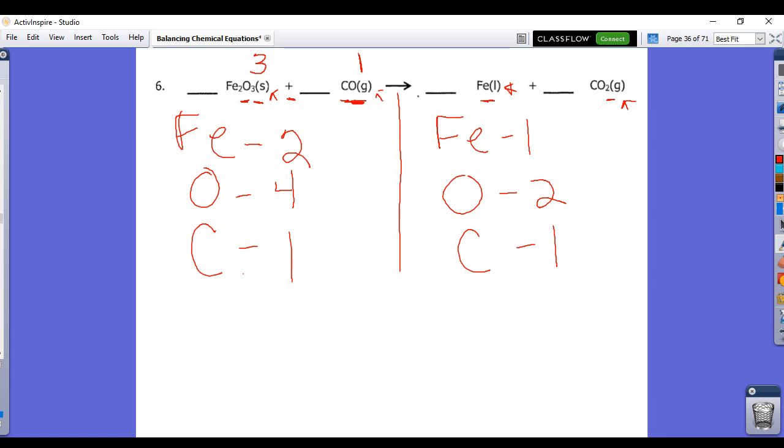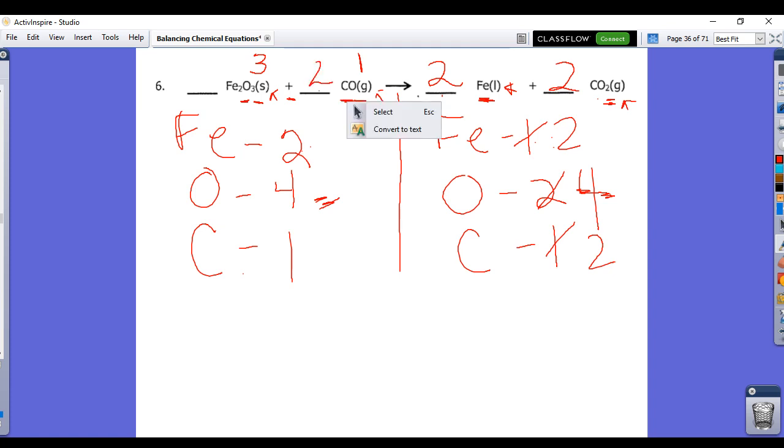All right, so we've got Fe is 2, Fe is 1, so I'm going to put a 2 here because 2 times 1 Fe gives me 2. So now our Fe's are good. And now we're looking at our oxygens, and we see that over here we have 4, over here we have 2. So if I put a 2 here, that gives me 2 times 2 oxygen is 4, and then 2 times 1 carbon is 2. Now I go back over here and I put a 2 here. That changes my carbon to a 2.